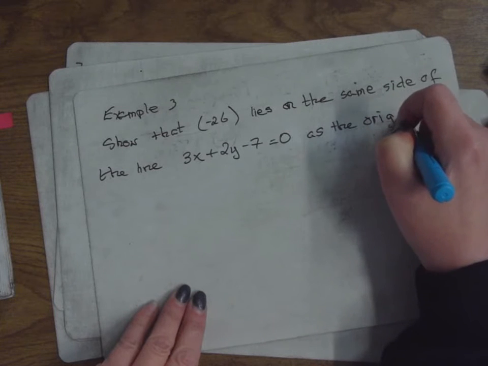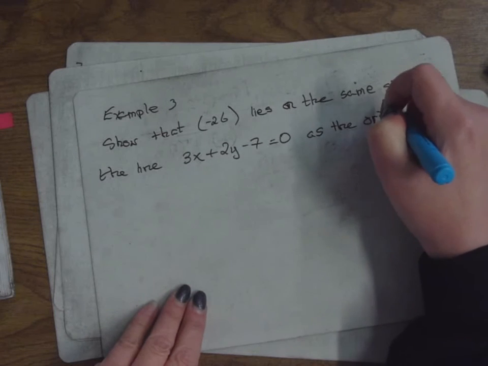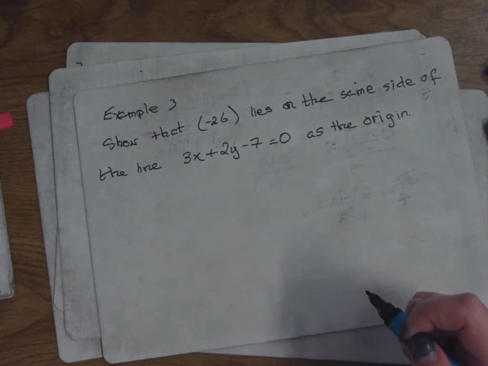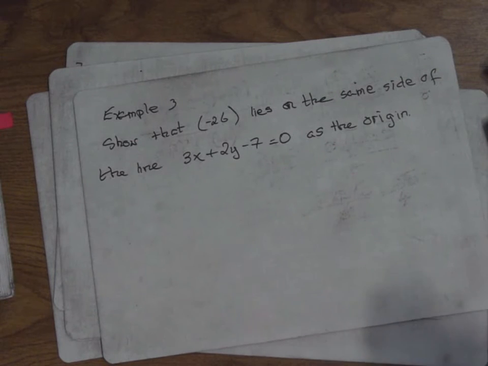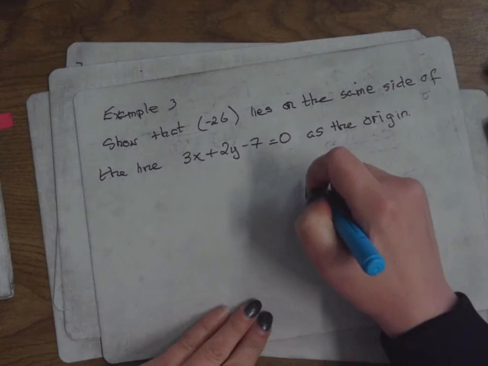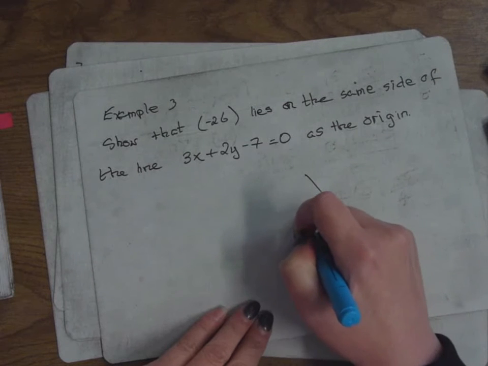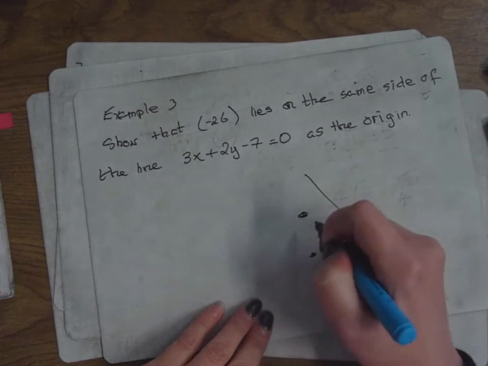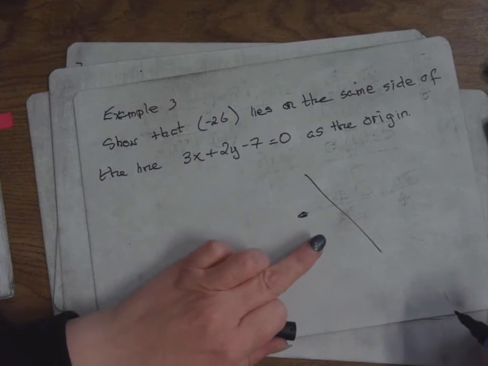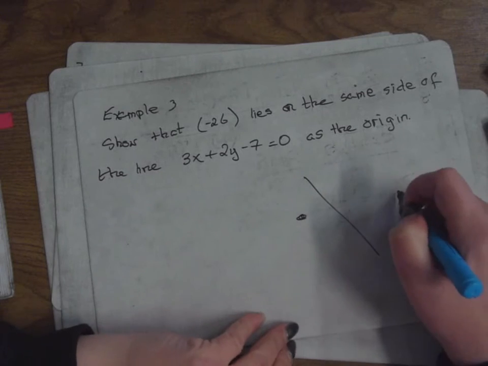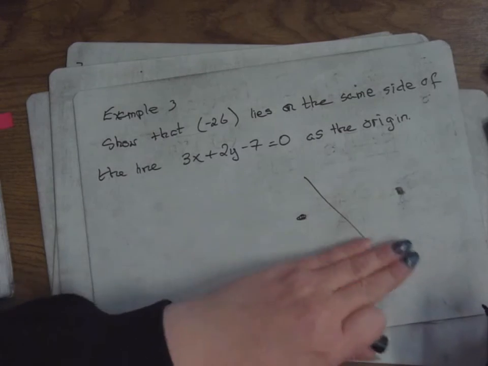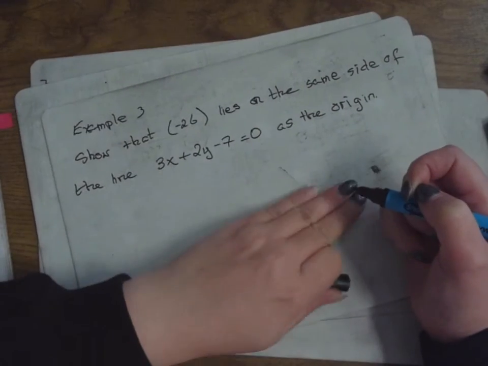Right, okay. So you're not showing they're the same distance from the line, you're showing they're on the same side of the line as each other, right? As in, the line is here, one of the points is here, the other point is here. So they're on the same side of the line. If they were on different sides of the line, one point would be there and the other be over here somewhere. Okay? So you're just showing they're on the same side of the line.